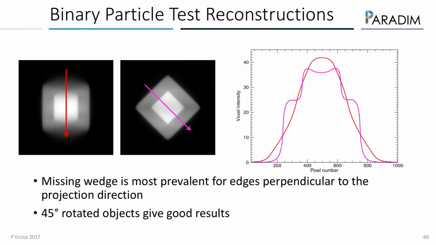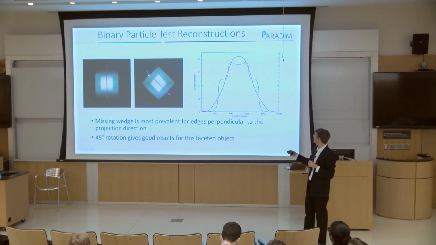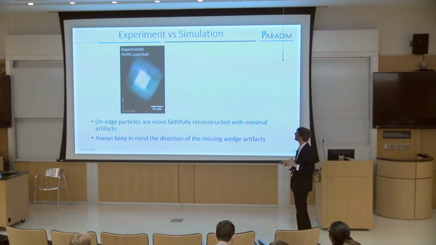So here, if we take a line integral along these different directions, we can see that we have no idea where the edge of this thing is. And we have a pretty good idea where the edge of these things is, right? So we can measure the thickness of this shell pretty well and where this interface is, right? So this 45-degree rotation gives good results for this faceted object. But you have to be very careful about what you're looking at, right?